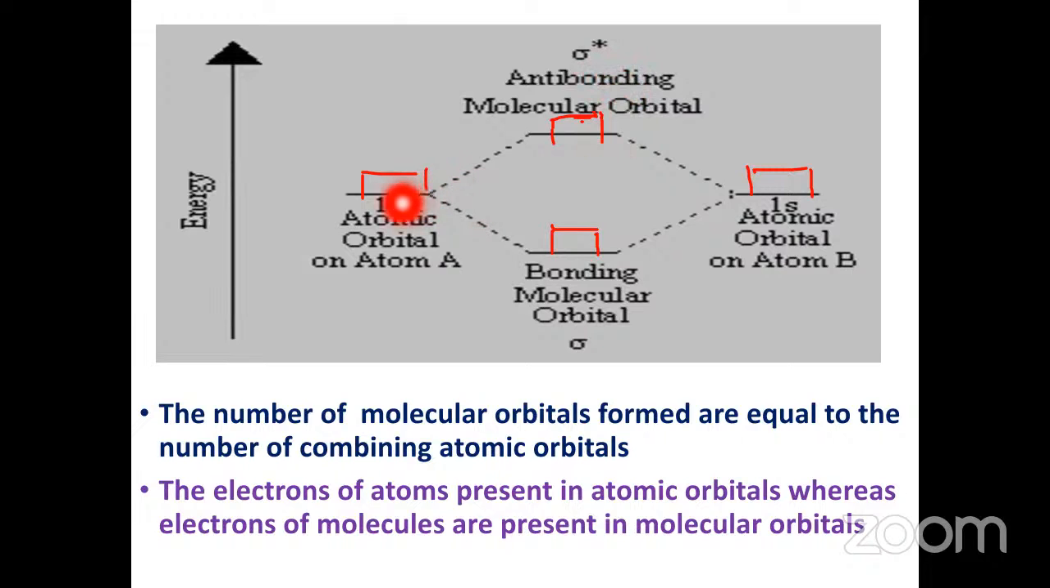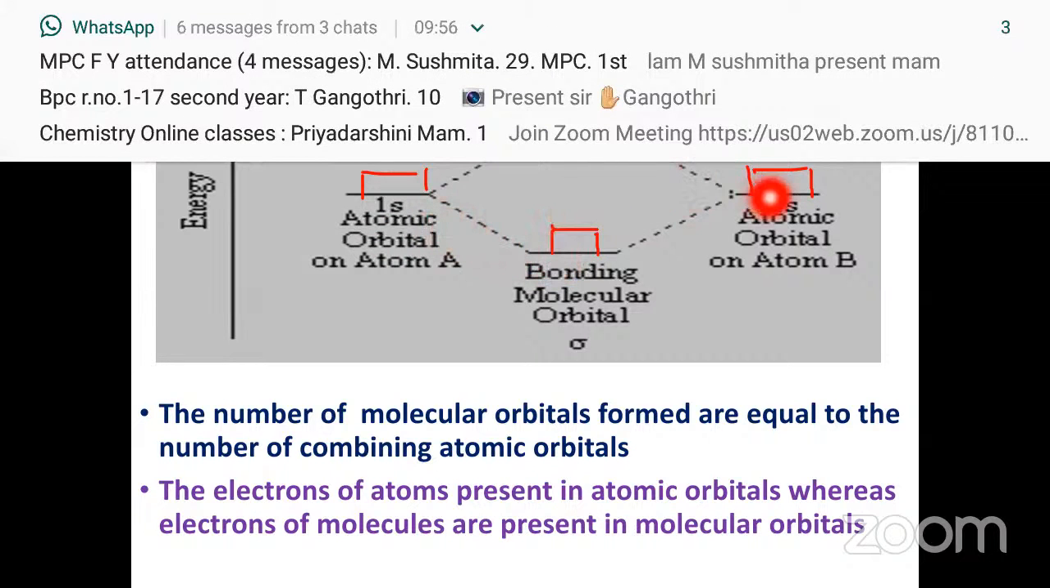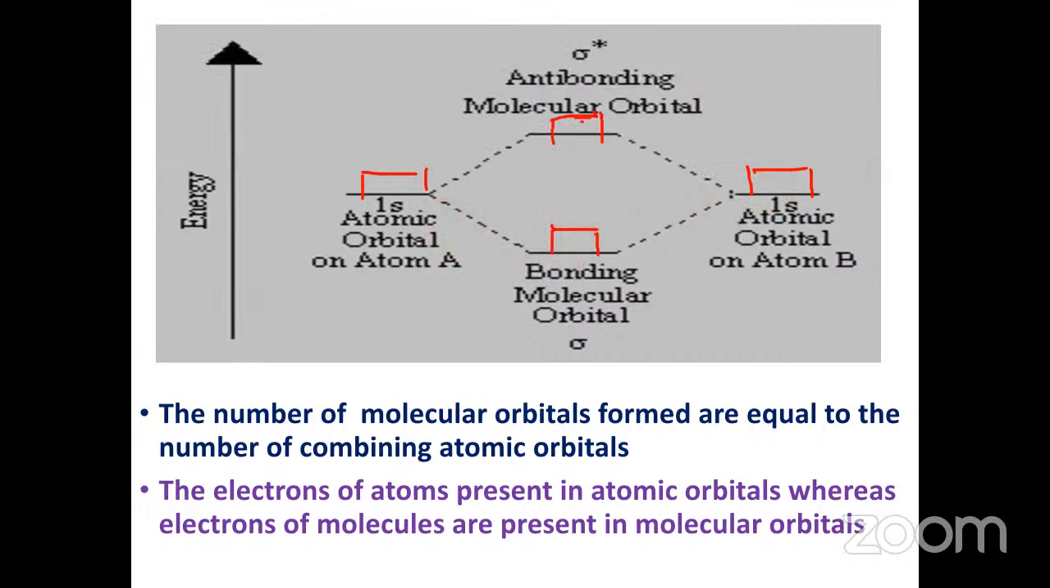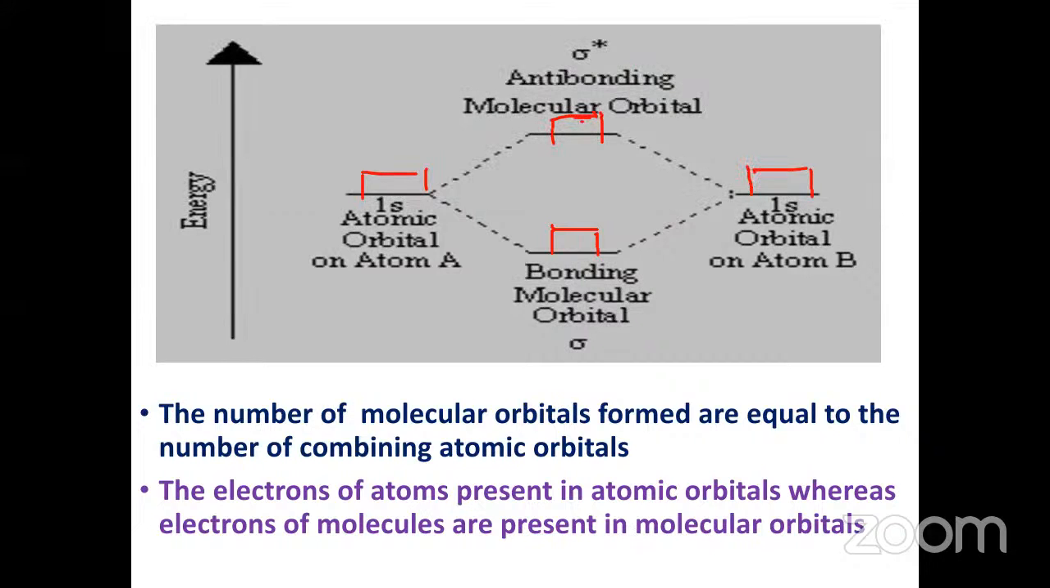In this, the number of molecular orbitals formed is equal to the number of combining atomic orbitals. The electrons of an atom are present in atomic orbitals, whereas the electrons of molecules are present in these molecular orbitals.